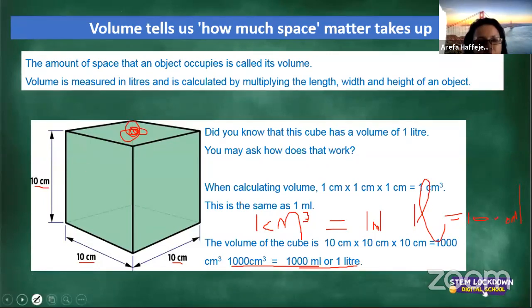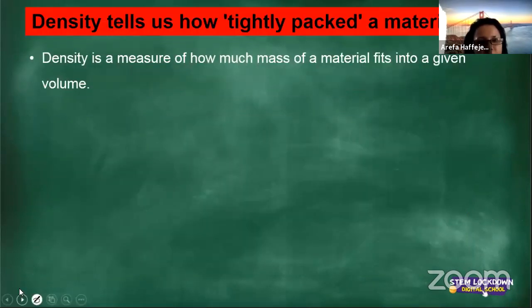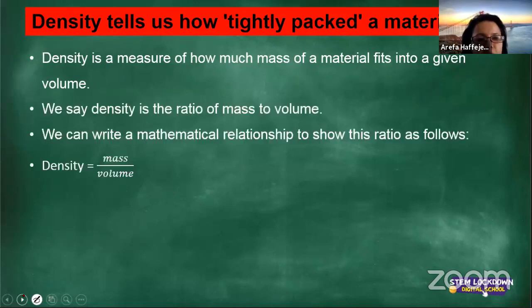So when we say how much mass fits in a given volume of a cube, then we say density is a ratio between mass and volume. So the ratio is here, if you look at the equation at the bottom: mass over volume. So we write this as a mathematical relationship to show the relationship. So density is equal to mass here and volume here.